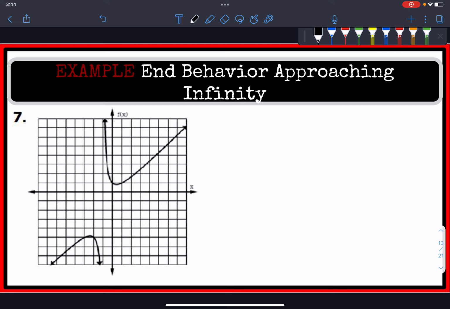So here, let me first write as x approaches negative infinity. I always like to do the left end first, doesn't matter which one you start off with. So as x approaches negative infinity, which is this left end right there, the graph is pointing downward. So the function values are getting smaller and smaller. So that means that they are approaching negative infinity. And as x approaches positive infinity, our right end, which is this end right there, it's pointing upwards. So our function is approaching positive infinity.